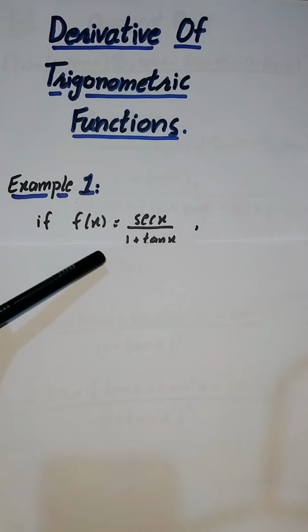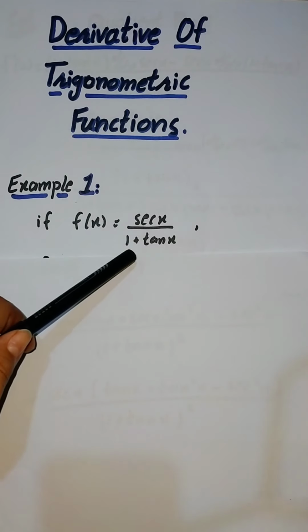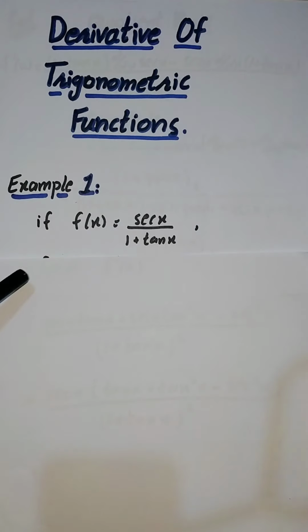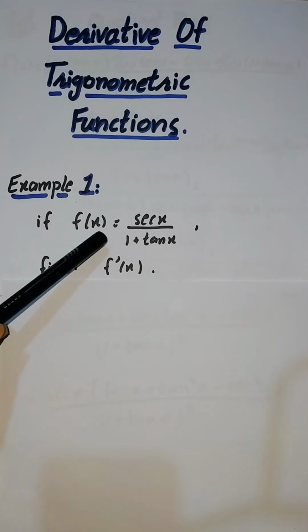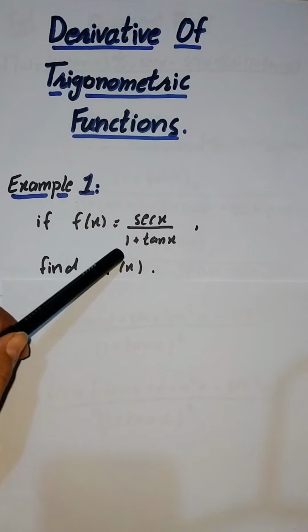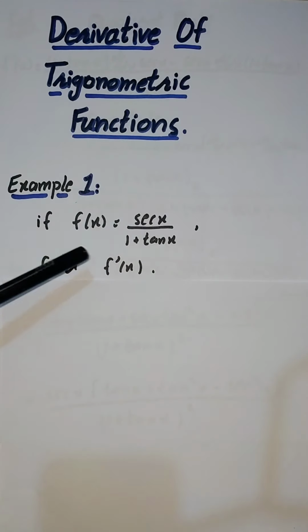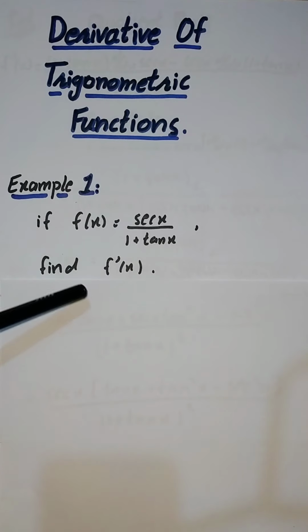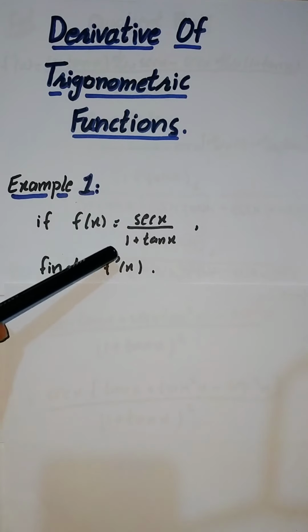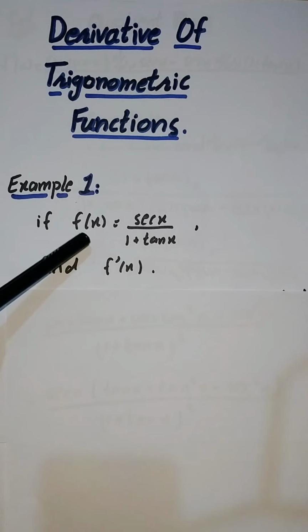So here we have a question: if f of x is equal to secant x over 1 plus tan x, then find the derivative of this function. As you can see, this function is made up of trigonometric functions. So for finding the derivative of this function, we need the derivatives of trigonometric functions as well as the rules of derivatives. Now if you have memorized the rules and the derivatives of trigonometric functions, you can solve this question easily.